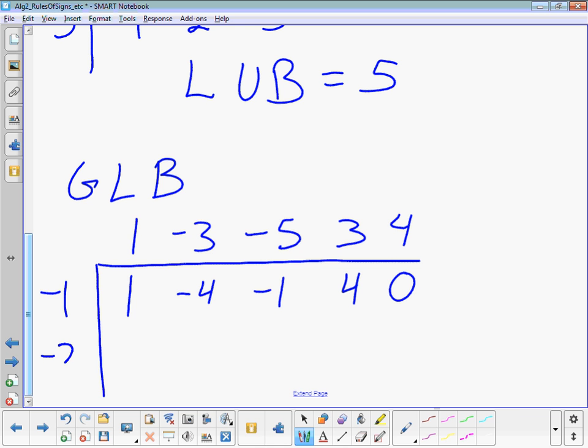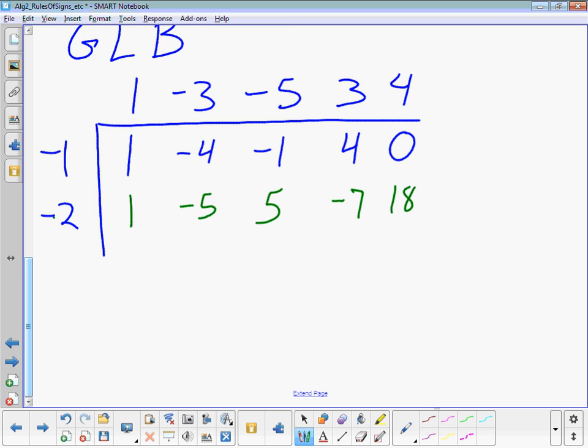So let's try negative 2. Okay, again, I drop down the 1. 1 times negative 2 is a negative 2. Added to negative 3 would be a negative 5. Negative 2 times negative 5 is a positive 10. Positive 10 added to negative 5 is a positive 5. Negative 2 times 5 is a negative 10. Added to 3 would be a negative 7. Negative 7 times negative 2 is a positive 14. Added to 4 is 18. Notice they went positive, negative, positive, negative, positive. That's that alternating power. So that means that our greatest integral lower bound is a negative 2.